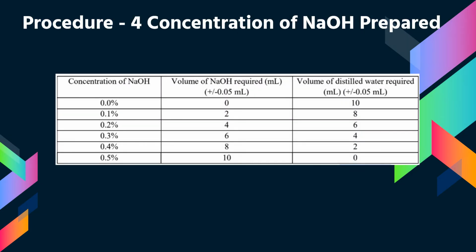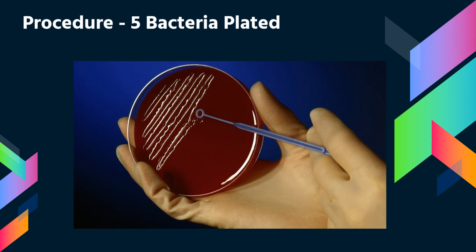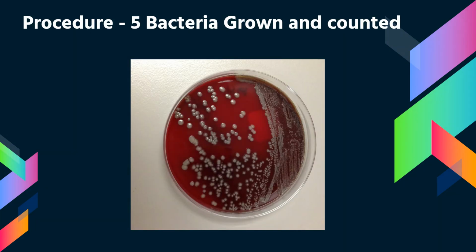Procedure 4. Concentration of sodium hydroxide. Concentration of sodium hydroxide, 0.5. As you can see, you can take a look at our table. Now let's go on to procedure 5. Bacteria plated. So basically what we did is that we plated that bacteria and then we put it in the incubator for 24 hours so the bacteria could grow. And as you can see in this slide.